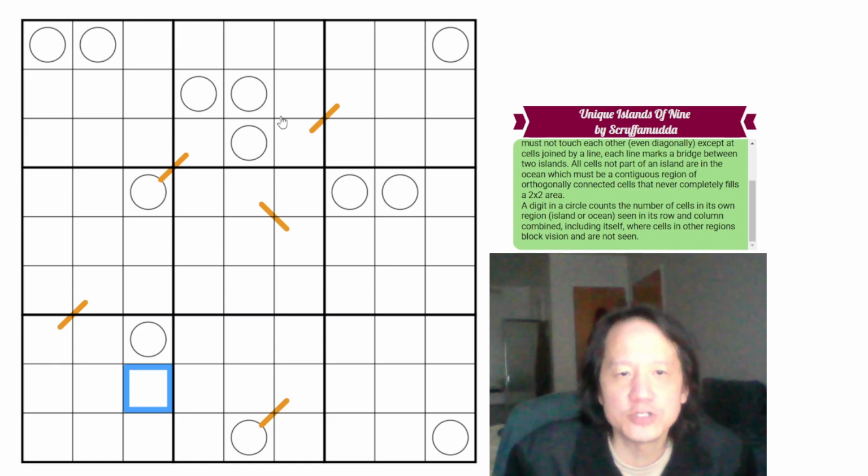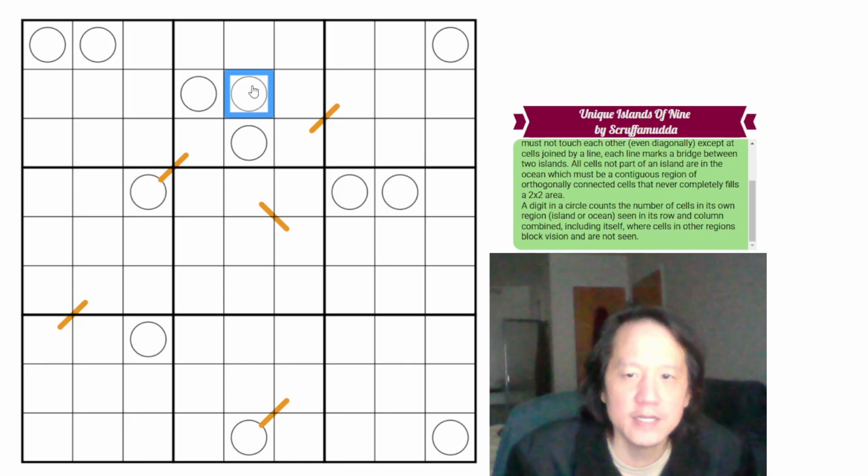A digit in a circle counts the number of cells in its own region, island, or ocean, seen in its row and column combined, including itself, where cells in other regions block vision and are not seen.